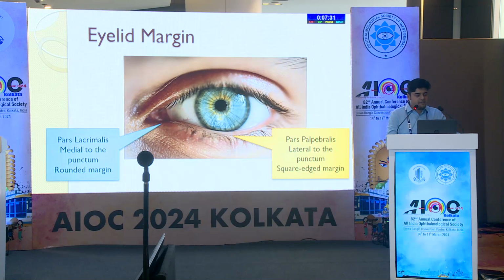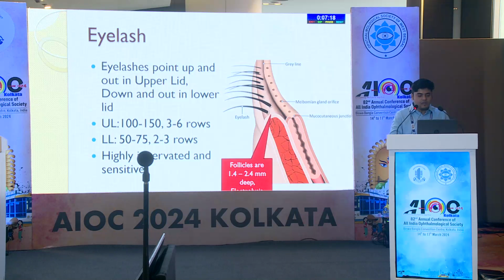Now, the eyelid margin can be divided into the pars lacrimalis, which is medial to the punctum, and the pars palpebralis, which is lateral to the punctum. Pars lacrimalis is a rounded margin, and pars palpebralis is a square-edged margin. The specialized structure in the eyelid margin is the eyelashes, which are specialized hair follicles.